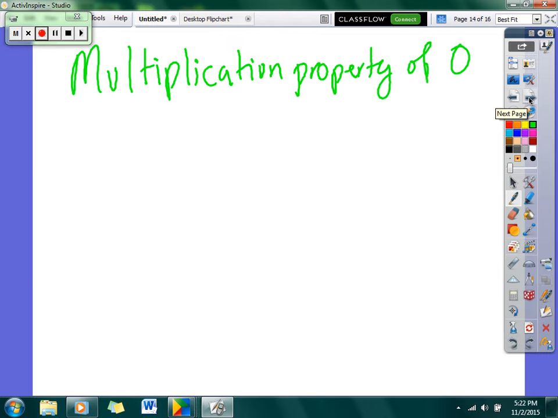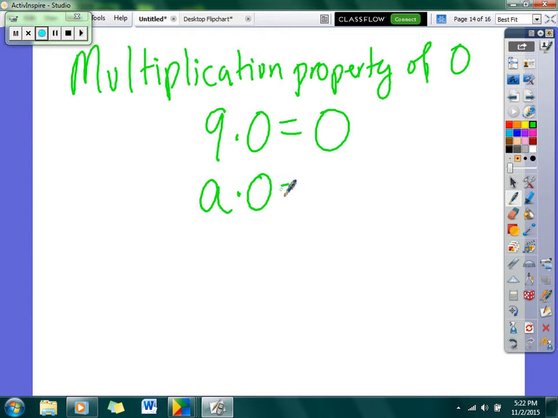The next one is the multiplication property of 0. This is another one you all know when you learn your multiplication tables. It's saying the product of any number and 0 is always going to be 0. Okay? So if I have 9 times 0, I'm going to get 0. Therefore, a times 0 is always going to be 0. I'm never going to get a in return.